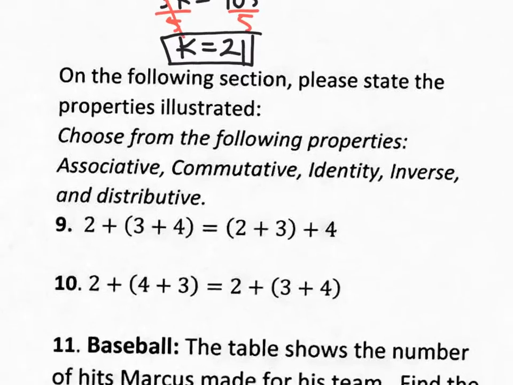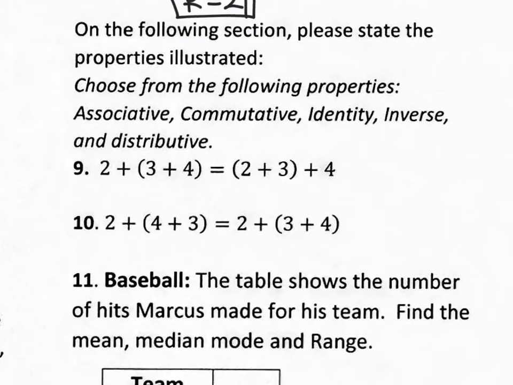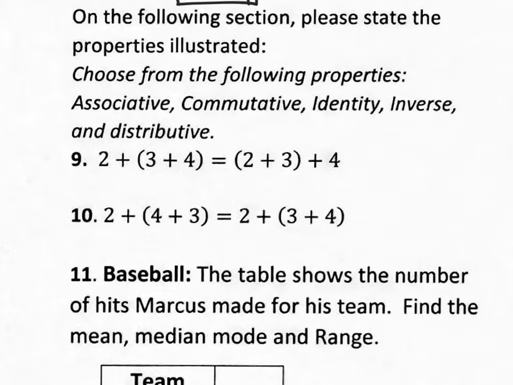Okay. And now let's move on to the next one. On the following section, please state the properties illustrated. You want to choose from associative property, commutative property, identity, inverse, and distributive. And there's only 2 examples here. What example is number 9?